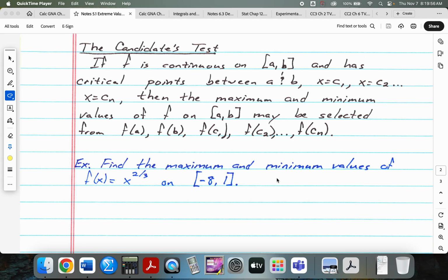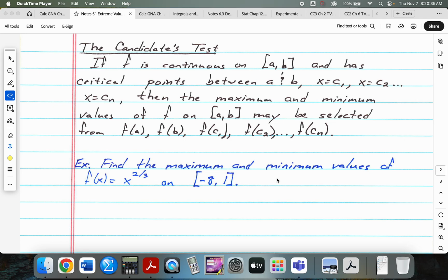It says, if f is continuous on the closed interval from a to b, and has critical points between a and b, x is c1, x is c2, and so on through c sub n, then the maximum and minimum values of f on the closed interval from a to b may be selected from f of a, f of b, f of c1, f of c2, and so on. In other words, those are your candidates. Those are your possible maximums and minimums.